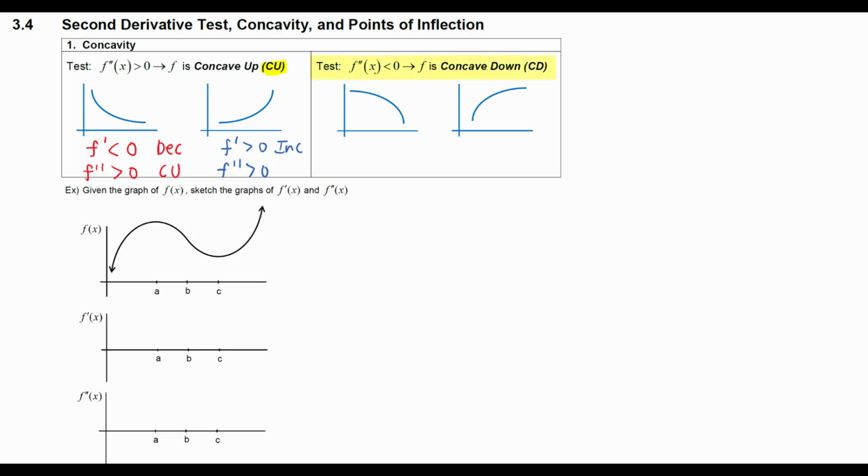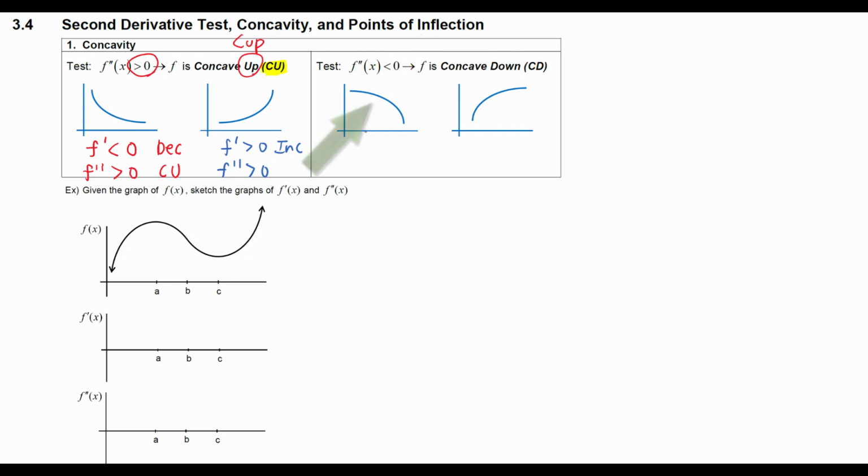Test: if f double prime of x is negative, then f is concave down. This reminds me of the shape of an umbrella. And for concave up, I think about a cup. This cup has UP in it already. So this is how I memorized it when I was a student. And then the other one is concave down, down for negative, and it is umbrella shape.